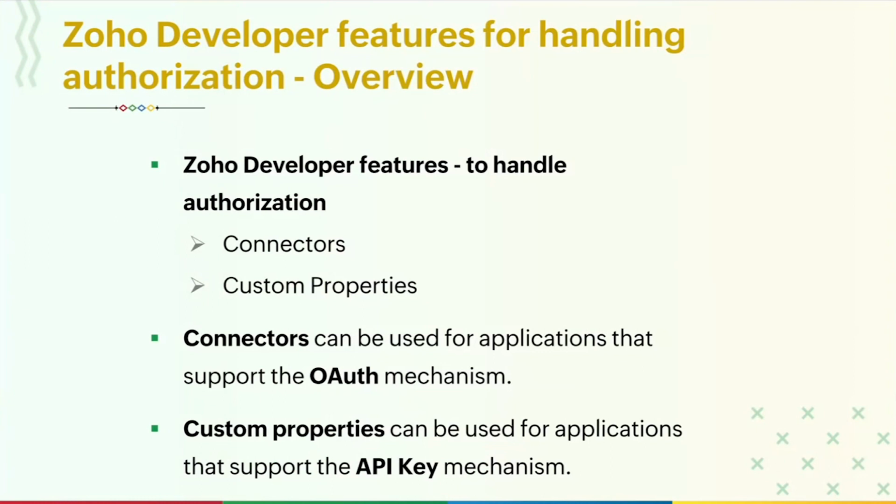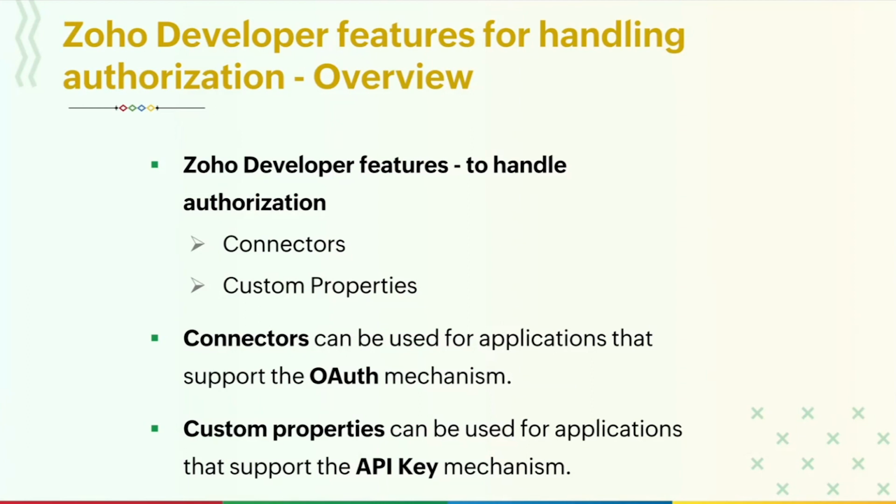If the third-party application that you want to connect with Zoho CRM supports OAuth protocol for user authentication, then you can use the connectors feature. Else, if the application that you want to connect with Zoho CRM supports API key or tokens for user authentication, then you can go ahead and use custom properties.